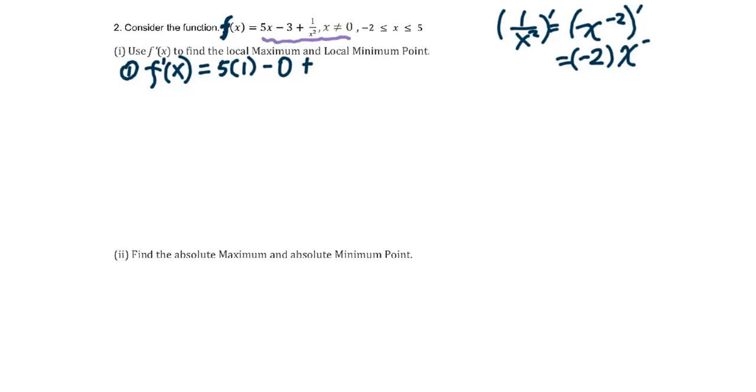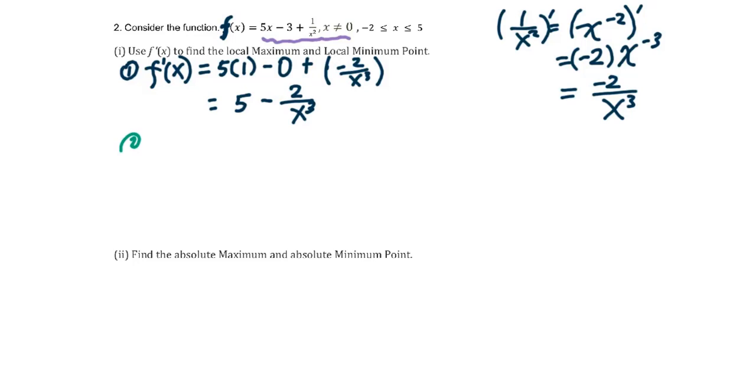So the derivative of x to the -2nd power will be -2 dropped down, x to the -3rd power. So we organize it, it will be -2 over x to the 3rd power. So we organize, you will get 5 minus 2 over x to the 3rd power. Second step, we set 5 minus 2 over x to the 3rd power equal to 0. By graphing calculator, you will get x equals 0.737 for the root of this equation.